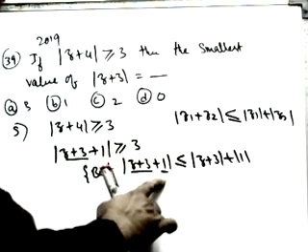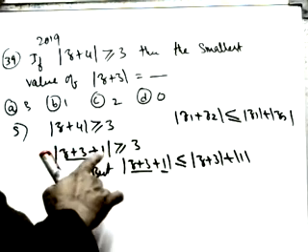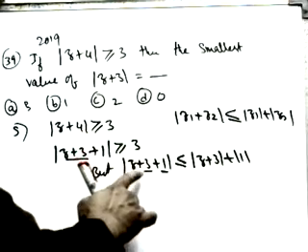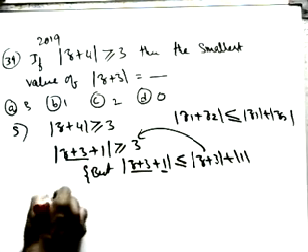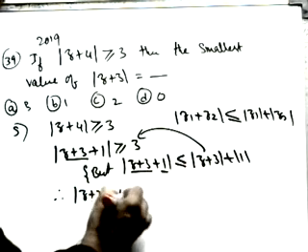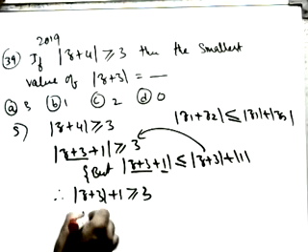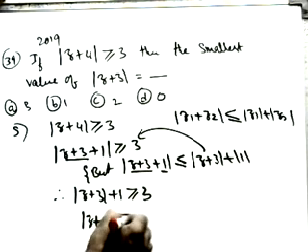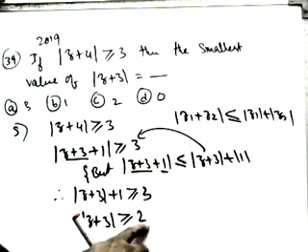So watch carefully. If this is greater than 3, and this is less than this one, therefore this is always greater than this. Got it? This is greater than this, and this is lesser than this, then surely this will be greater than this. Therefore we can write mod of z plus 3 plus mod 1, which is only 1, is greater or equal to 3. Bring that on the other side: mod of z plus 3 is greater or equal to 3 minus 1, which is 2. So this value is greater or equal to 2.